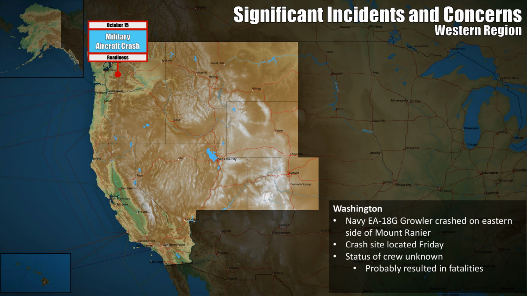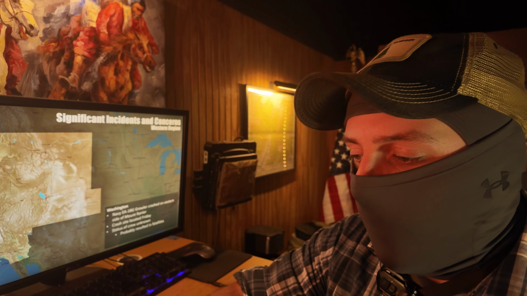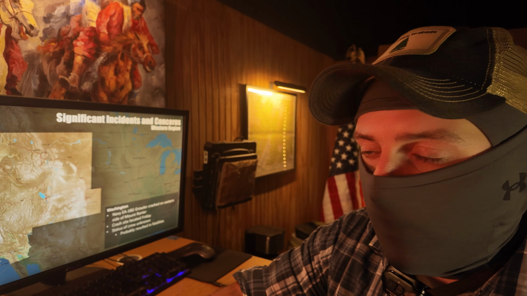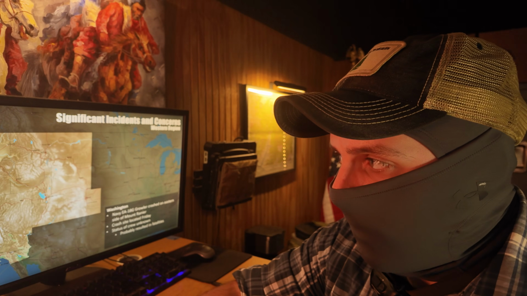And finally, moving out west, I did not mention it in the wire, but I should have. On Friday, an EA-18 Growler crashed into Mount Rainier, with rescue teams reaching the crash site yesterday, and they haven't really said what's going on with the status of the crew. First they were missing. Now it's the general feeling that there were probably 2 fatalities with this. So again, not much information, but the search for the aircraft is over. It's on Mount Rainier on the eastern side.